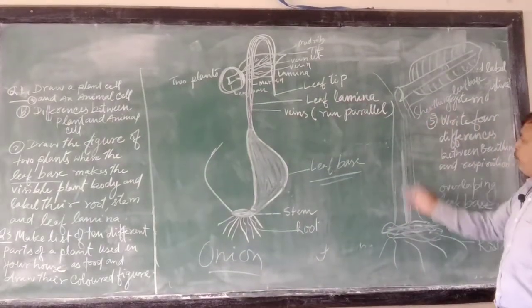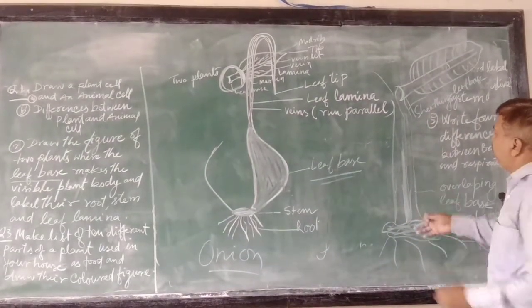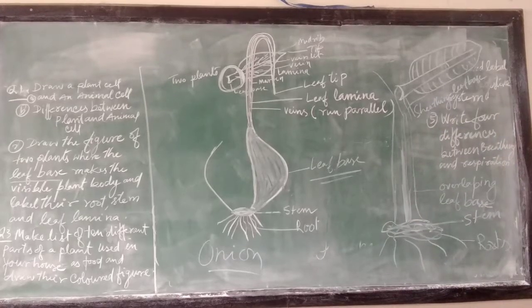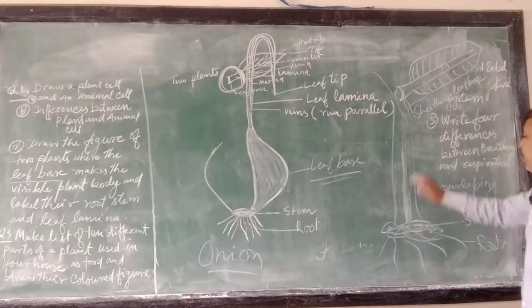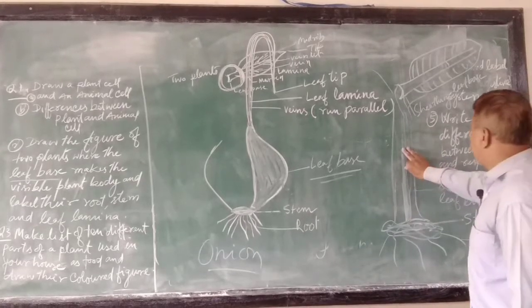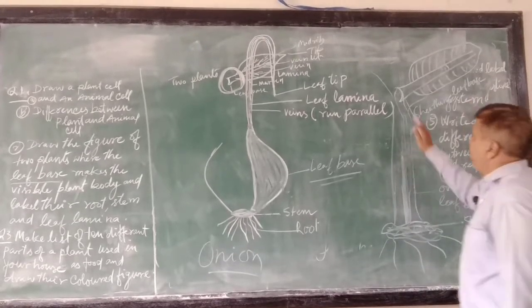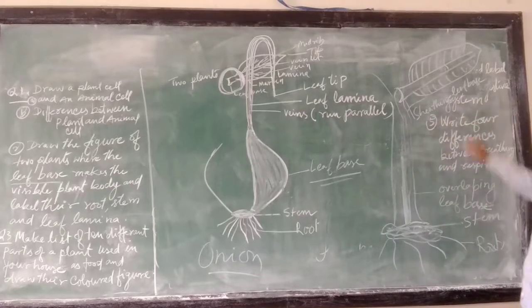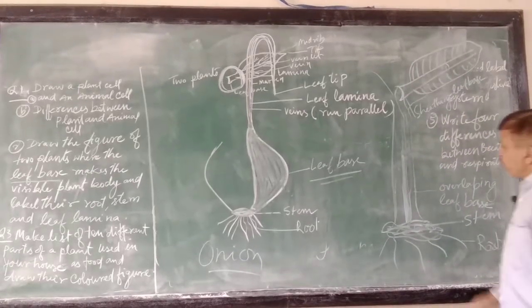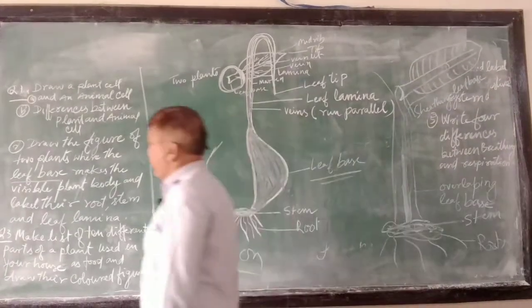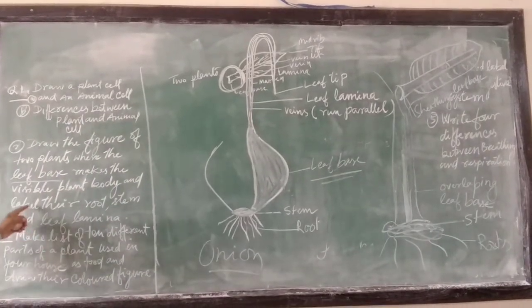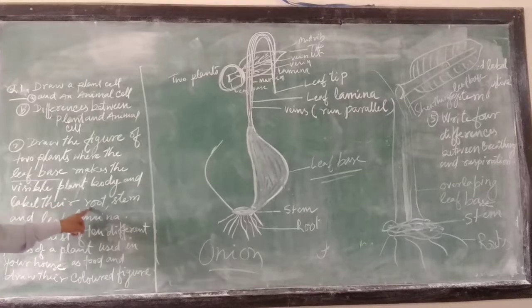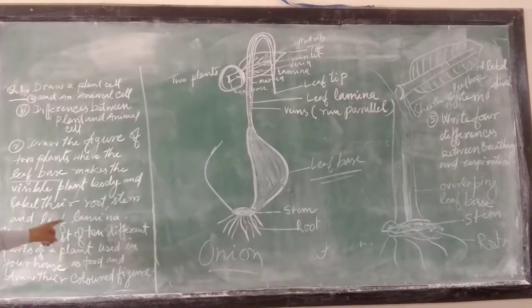So this leaf base that overlaps gives an appearance as if this is the stem, but actually this is not the stem, these are overlapping leaf bases. This is called the sheathing leaf base of banana, clear. So this was what was required for your second question, and the second part of the second question asked you to label their root, stem and leaf lamina.